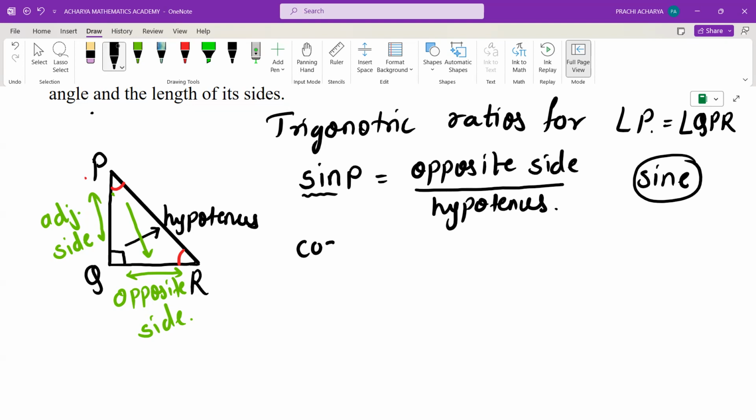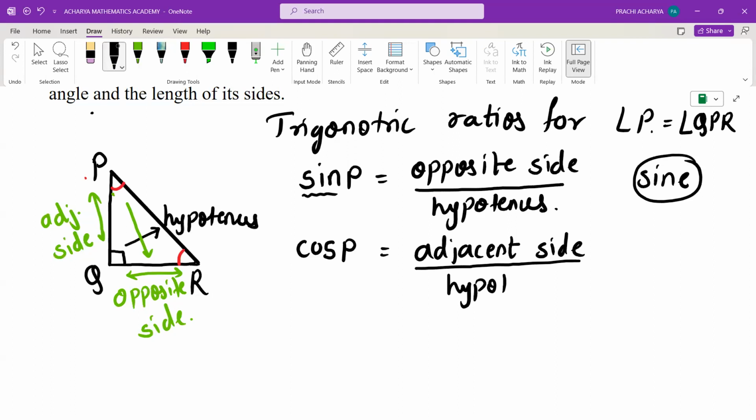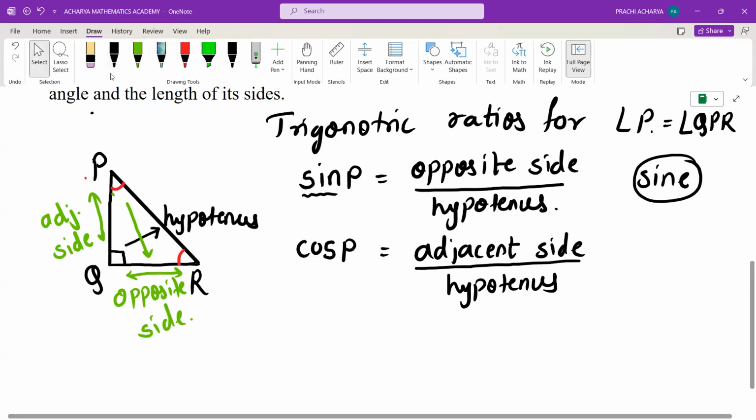Then cosine P, or you can write simply cos P, is the ratio between adjacent side upon hypotenuse. Now we have understood what is adjacent and what is opposite side for angle P, right? We are talking about only angle P, adjacent side upon hypotenuse. Then we have the third ratio as tan P. What is that? Tan P.